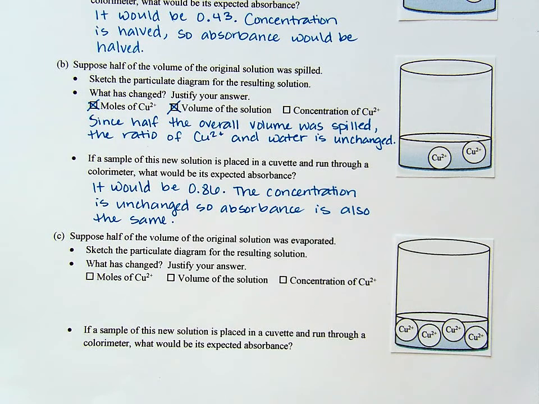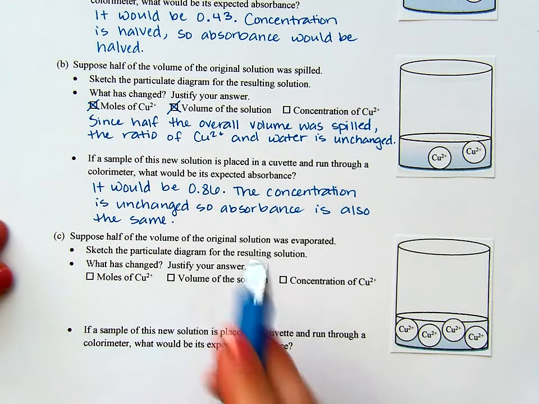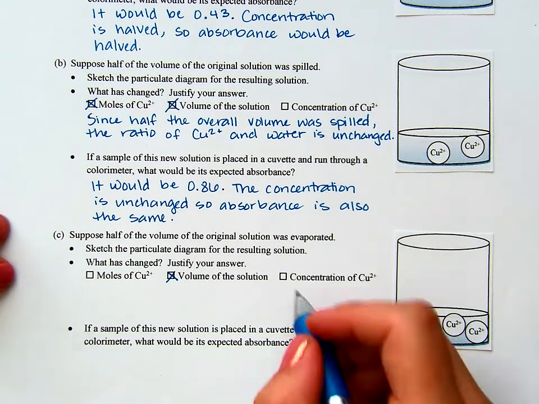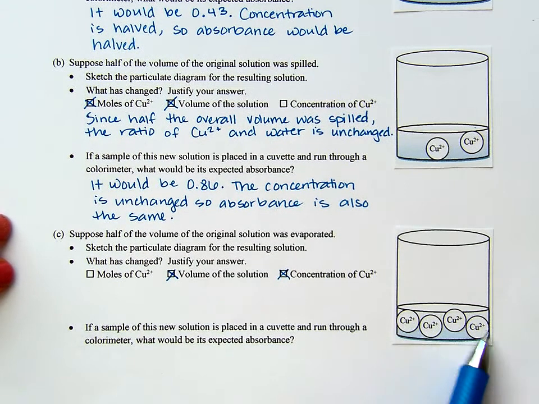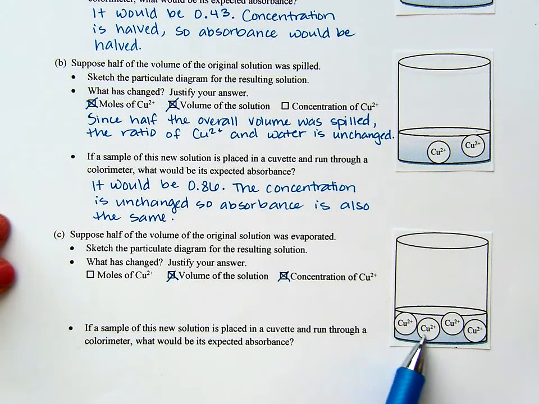And you might have seen this if you've ever seen something salty or sugary evaporate. If you evaporate water from a sugar water solution, put a piece of string in it, you can make rock candy because it leaves behind all the sugar, but just the water leaves. So same thing is happening here. Just the water is leaving. So the moles of copper are going to be left behind, so those are unchanged. The volume of the solution, that's going to change. The volume is much lower. And the concentration is going to increase because now you have the same amount of copper and less water. So your concentration is going to go up.